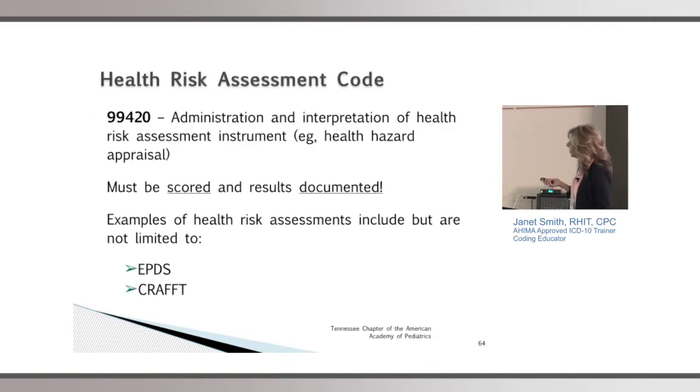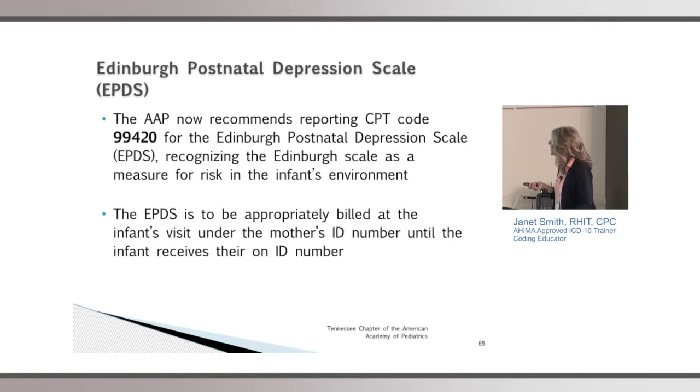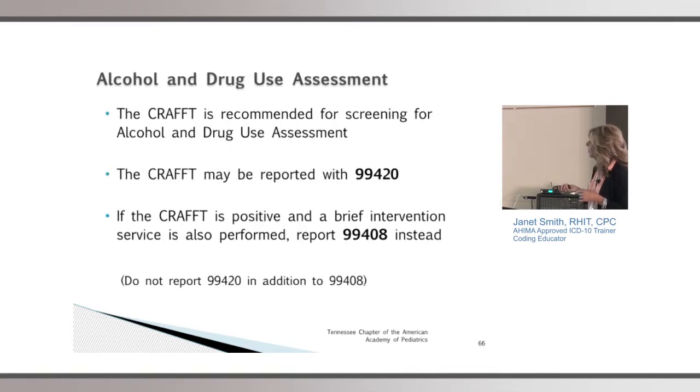The other code I want to talk about is 99420. This code is now recommended to be used for the Edinburgh Postnatal Depression Scale and also for the CRAFT, which is the Alcohol and Drug Use Assessment Tool. So the next slide pretty much just tells you the same thing. AAP now recommends that you use 99420 for the Edinburgh and then also for the CRAFT. If you have a CRAFT that is positive and you also perform a brief intervention with the child, you would report 99408 instead of the health risk assessment code.